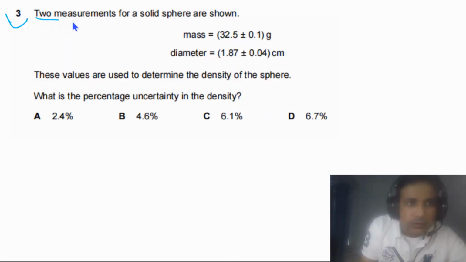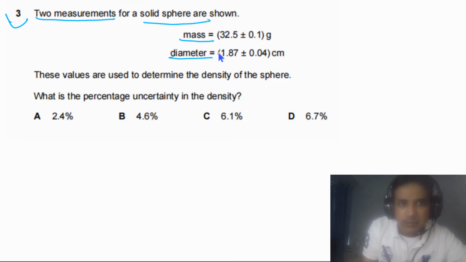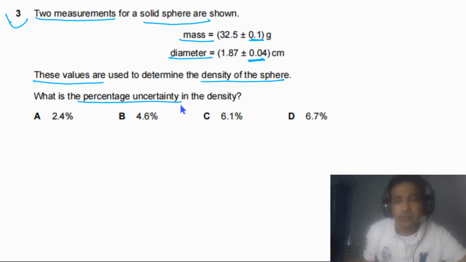Question 3 says two measurements for a solid sphere are shown. Mass is given to us, diameter is given to us, and the absolute uncertainties are also given. These values are used to determine the density of the sphere. What is the percentage uncertainty in the density?